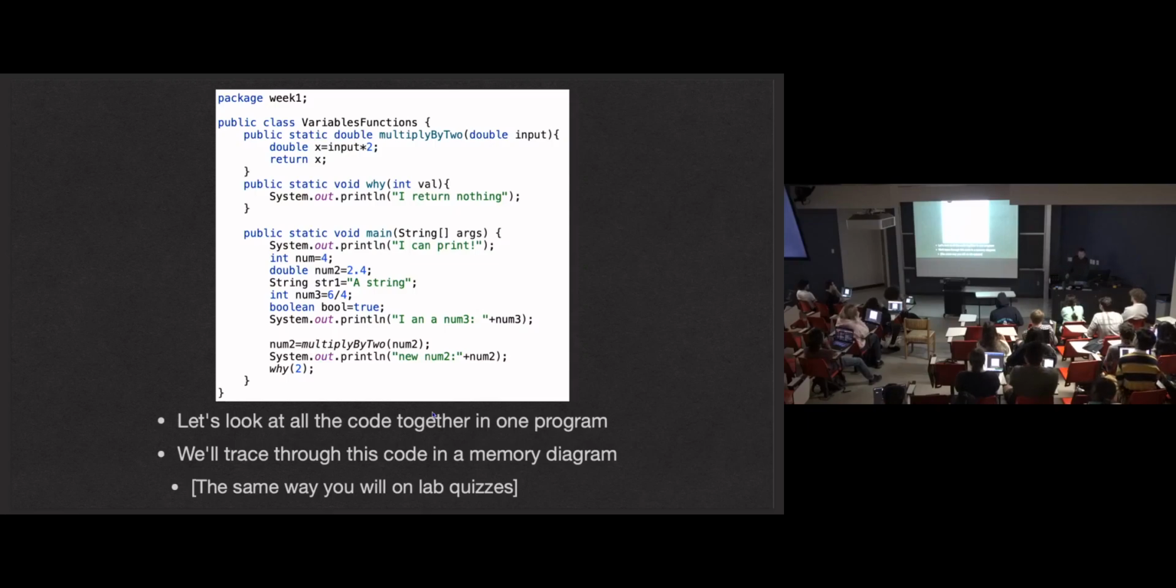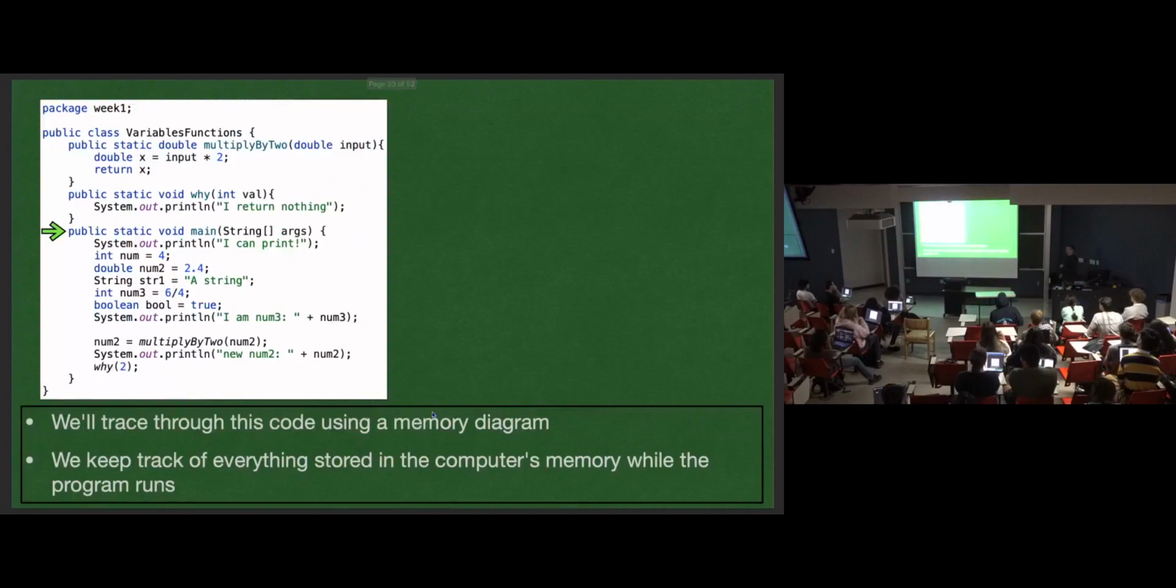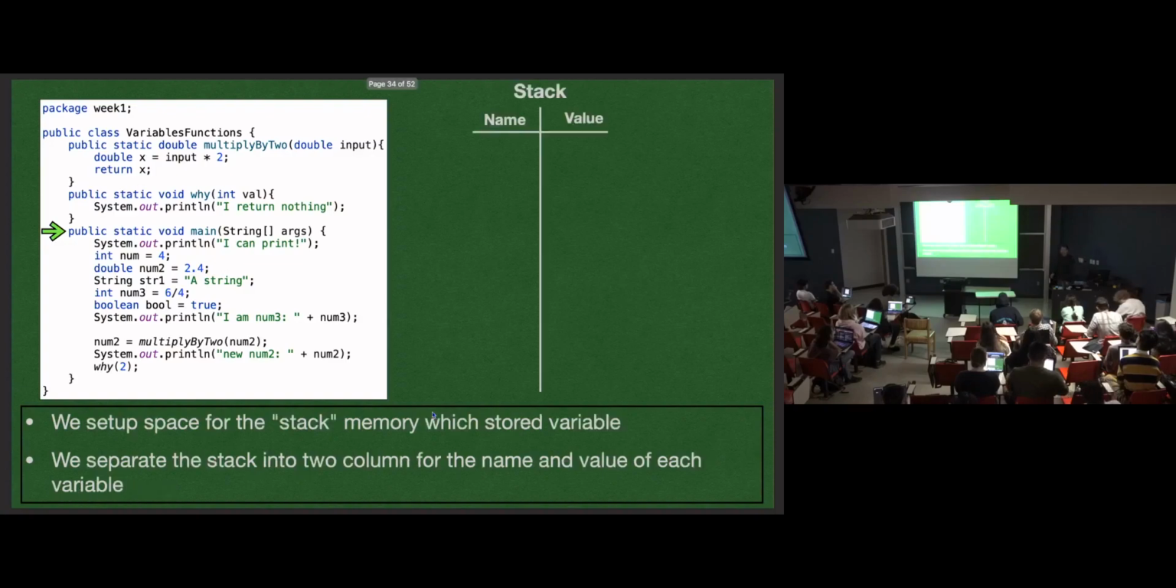When we're doing a memory diagram, what we want to do is trace through the code and show exactly how the computer is going to interpret this code. Specifically, what's going to be stored in memory. To do this, we have a few different types of memory. The first is stack memory or stack space or the stack. I'll use all those interchangeably. The stack is divided into name and value, and this is where our variables are going to go. When a variable is declared, we're going to put the name of the variable and the value that that variable is storing on the stack.